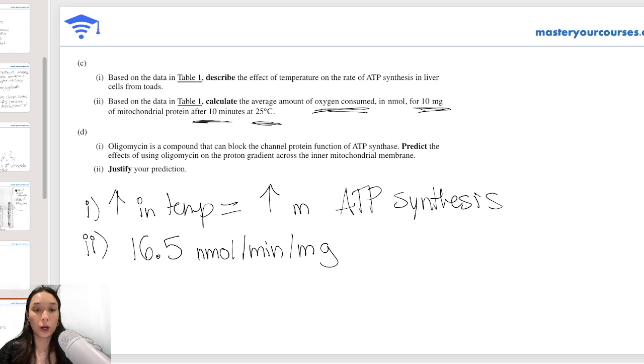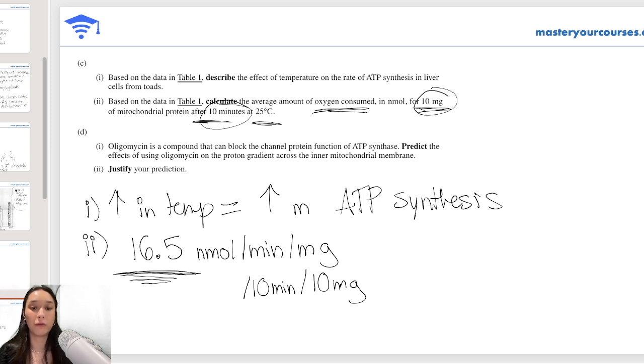Okay, so this is what it currently is. Now they're asking you for 10 milligrams for 10 minutes. Okay, so we're looking at 10 minutes and you're looking at 10 milligrams. Right? You're keeping, and then you're looking for how the 16.5 would change.